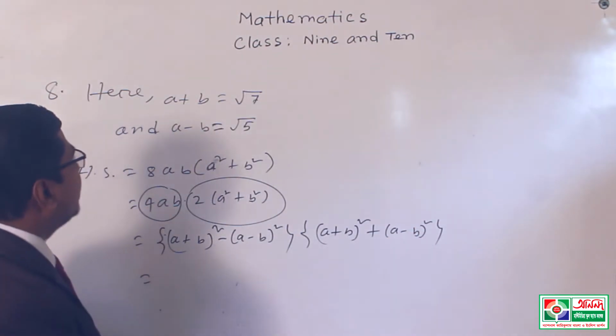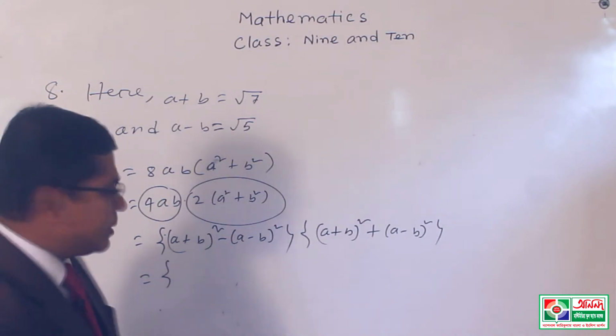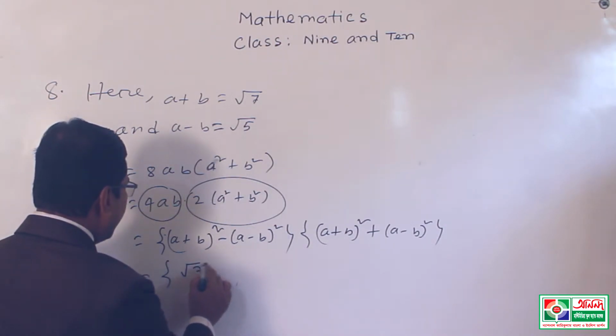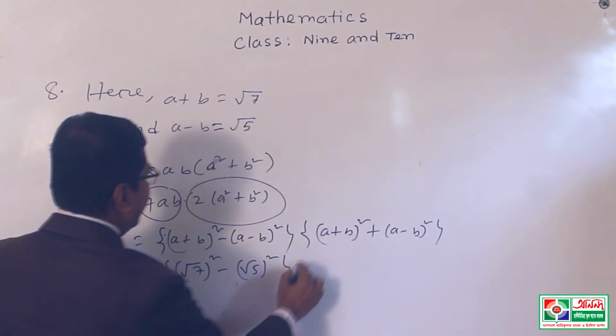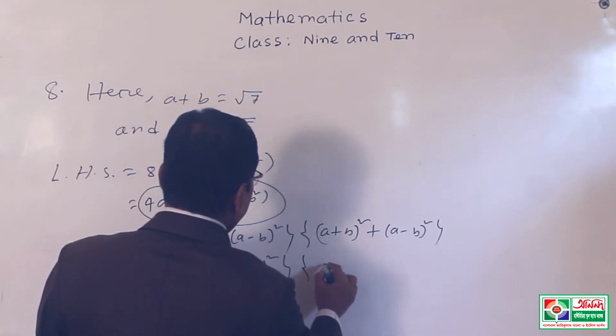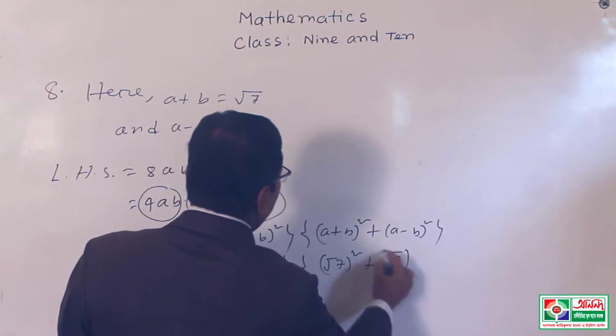Now we can put the value of a plus b. Look at here, the value of a plus b is root 7, so you can write here (square root 7) whole square minus (square root of 5) whole square, and then you can put the values: (root 7) whole square plus (root 5) whole square.